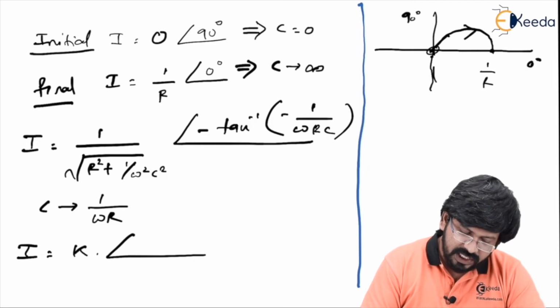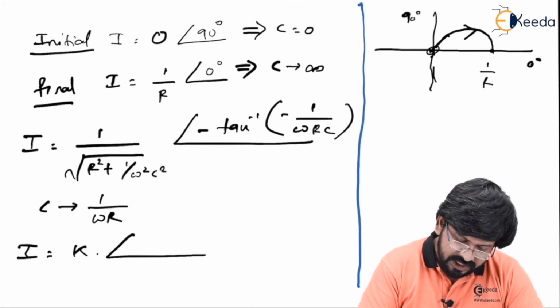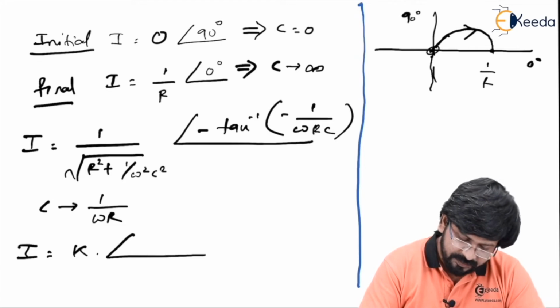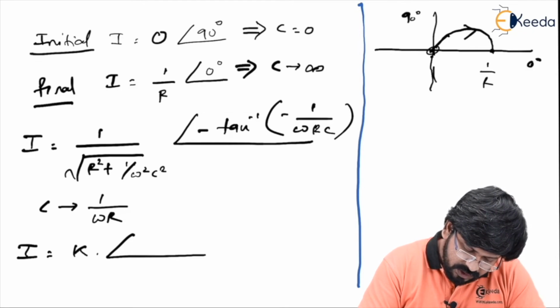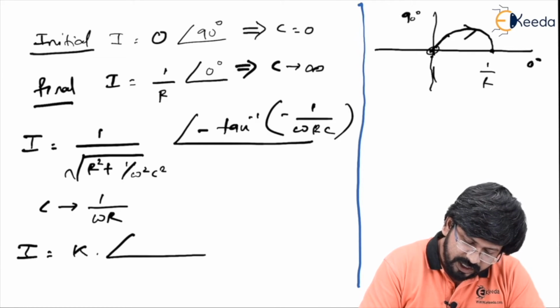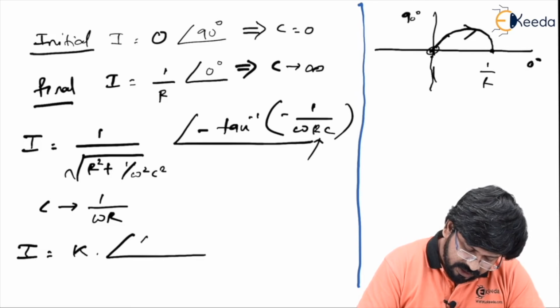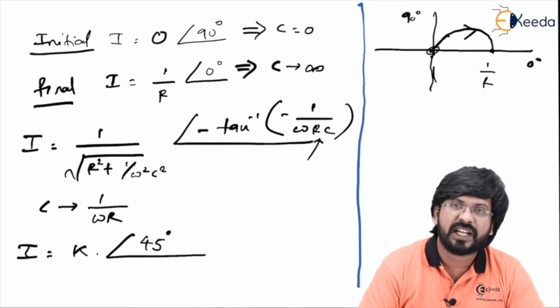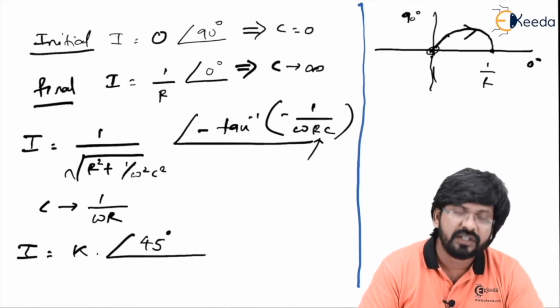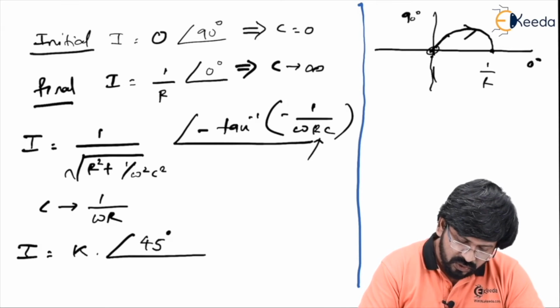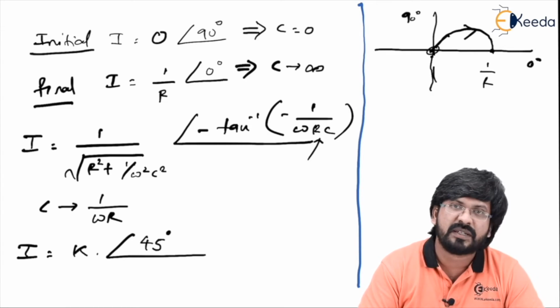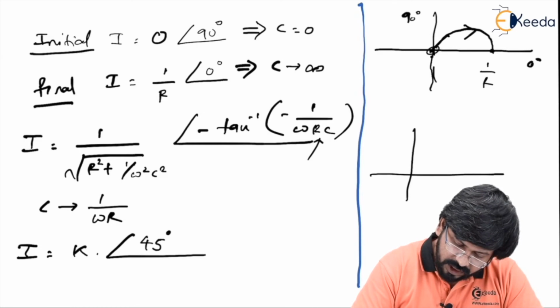If I substitute c equal to 1 upon omega r, the reason why I have taken omega r will now be clear. When you substitute c equal to 1 upon omega r, the denominator gets cancelled. In effect, it becomes 45 degree. So just to get the angle as 45 degree, I managed to get tan inverse of 1, and to do so, the only possible value of c I can substitute is 1 upon omega r so as to cancel out this term.